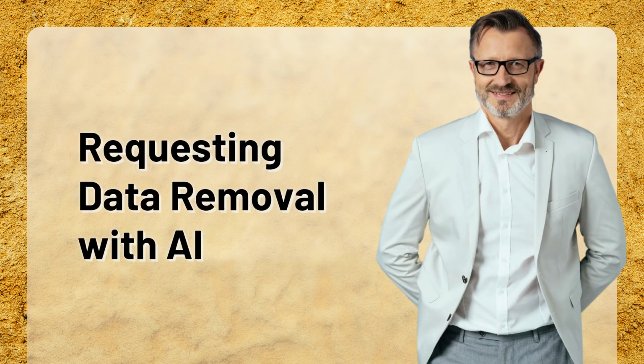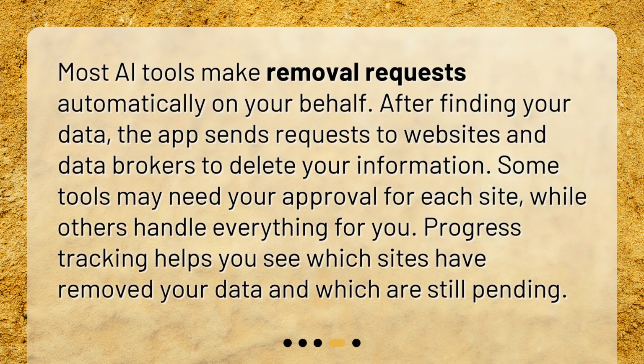Requesting data removal with AI. Most AI tools make removal requests automatically on your behalf. After finding your data, the app sends requests to websites and data brokers to delete your information. Some tools may need your approval for each site, while others handle everything for you. Progress tracking helps you see which sites have removed your data and which are still pending.